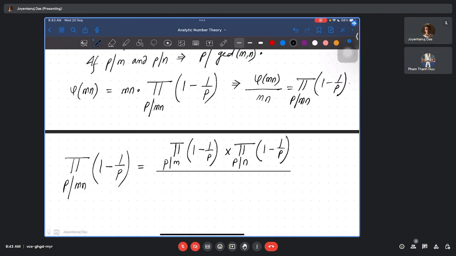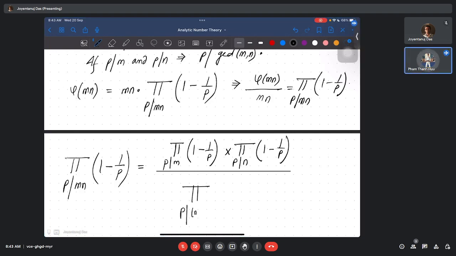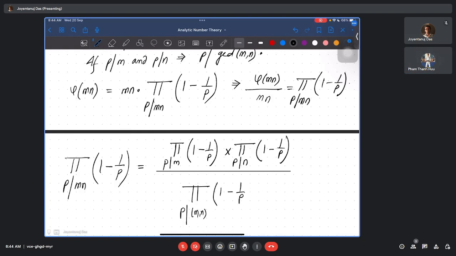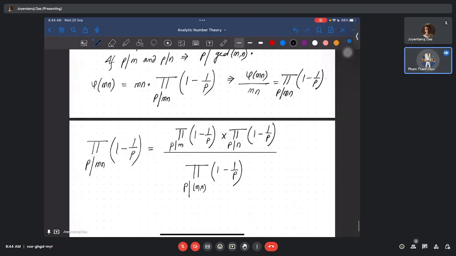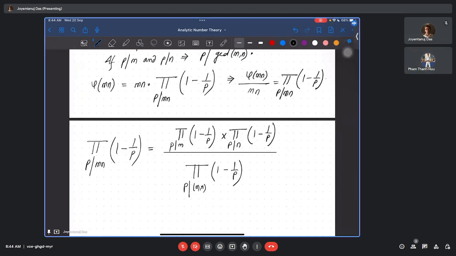But here there are some primes that can be dividing both m and n, right? So that is counted twice in the numerator. So that's why we have to divide that extra term. So for p dividing the GCD of m and n, we have 1 over 1 minus p. Is it okay? Yes, up to this part is fine.